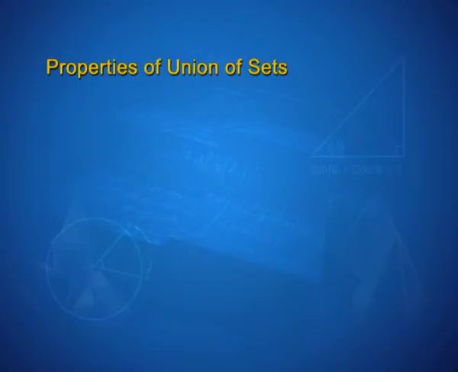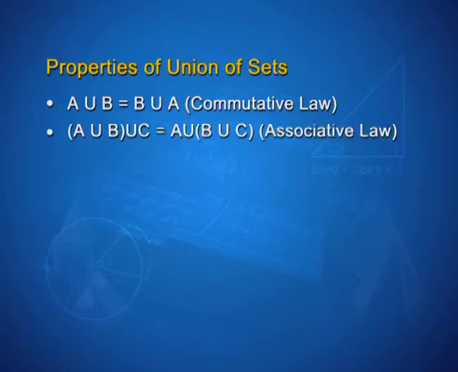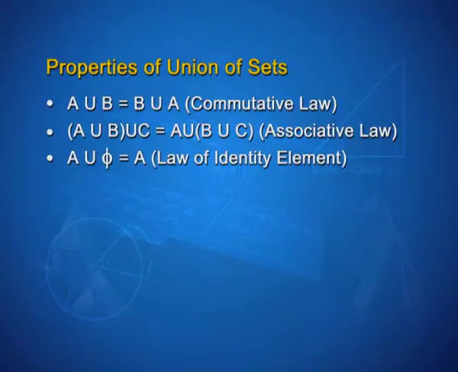Now let us examine some properties of union of sets. The first property is the commutative law, which states that A union B is equal to B union A. The second property, the associative law, states that (A union B) union C is the same as A union (B union C). These two properties can be easily verified with the help of some examples. The third property is the law of identity elements, which states that the union of a set with a null set is the set itself. That is, A union phi gives us the set A.